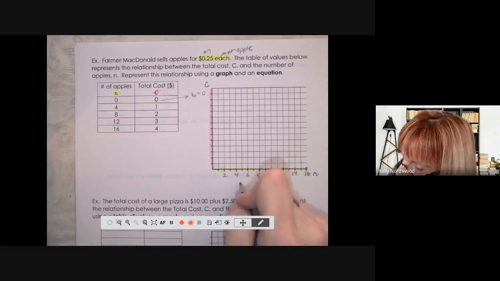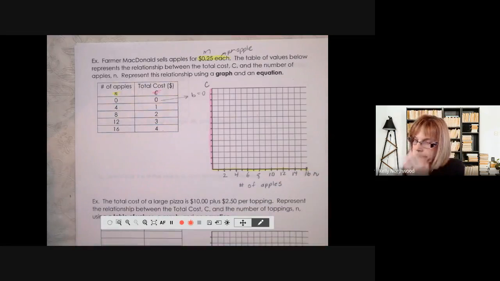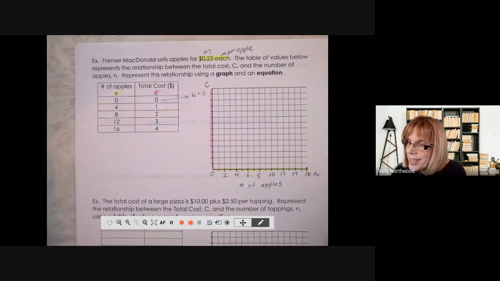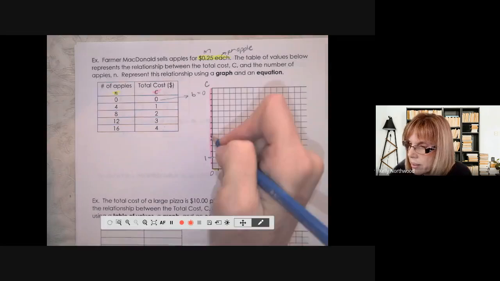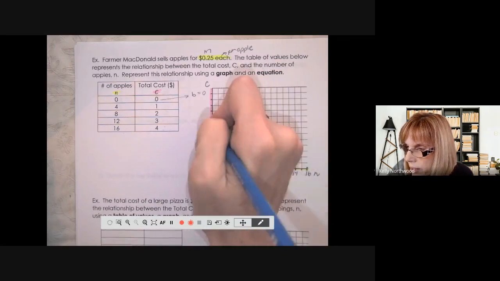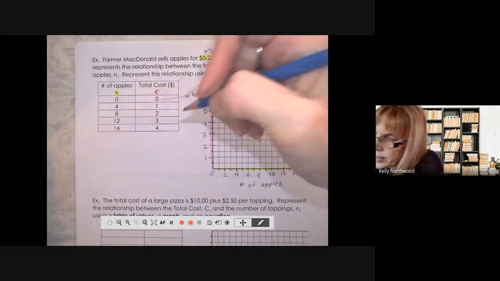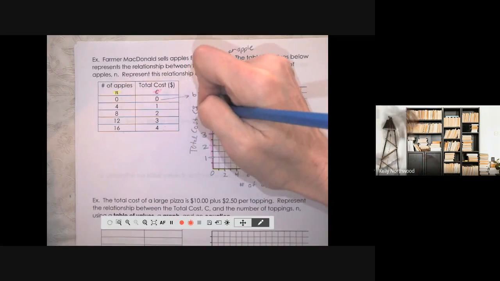And N stands for number of apples. And this is 0 here. And then for C, we've only got to go from 0 to 4. So we might want to do every second square represents 1, 2, 3, 4, 5. And this is total cost in dollars.